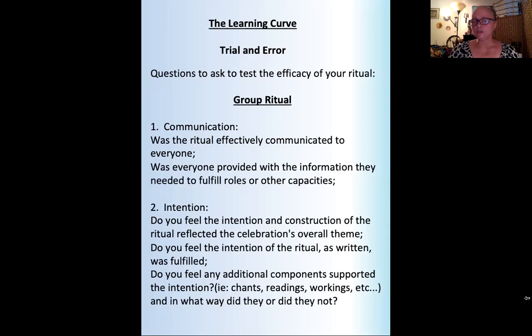And do you feel any additional components that may have supported the intention, like chants, readings, workings, path workings? And in what way did they or did they not? So the things that you add into the ritual, placing a chant in one place versus placing it after something else happens, may be something that you want to really be mindful of, because the intention of chanting or moving, dancing, is to raise energy. So if you put it in the very, very beginning, the energy may fall by the time you get to the middle or the working of the ritual.